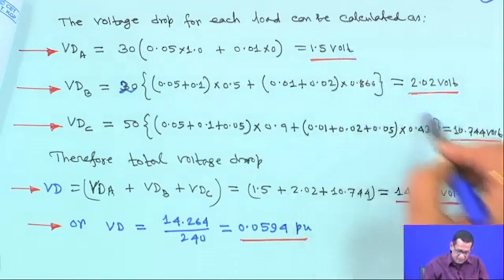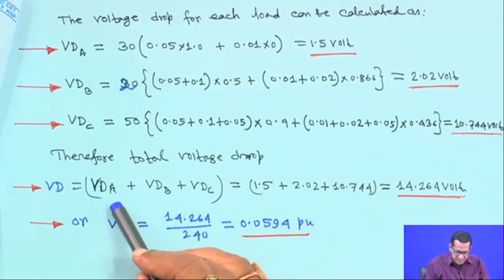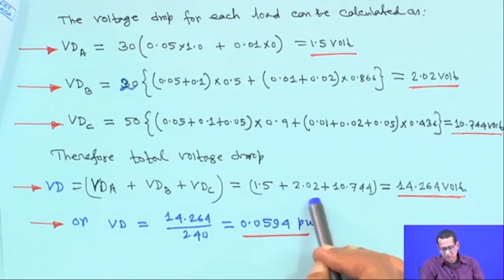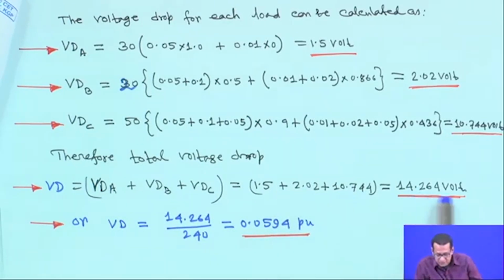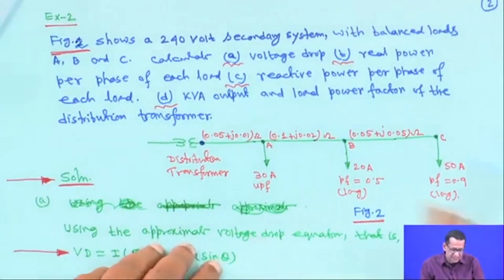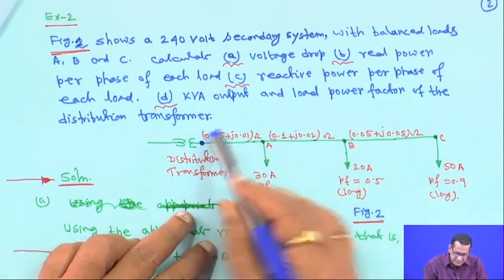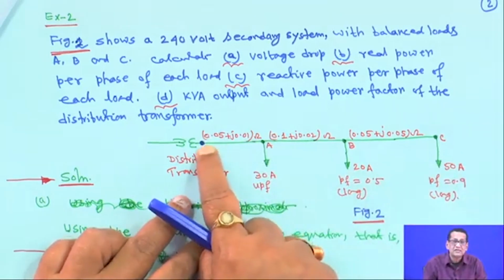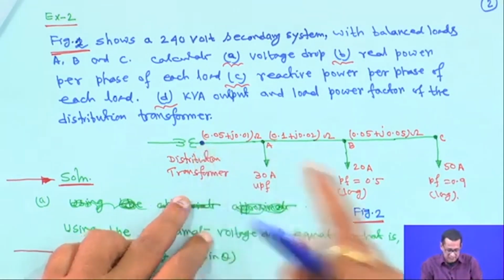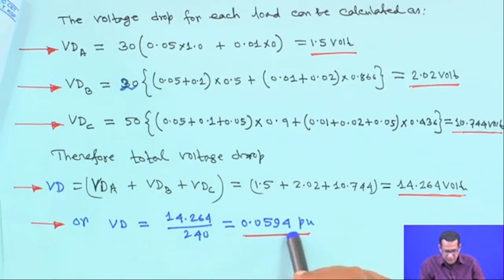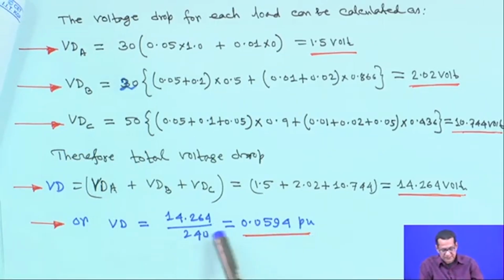If you now add all these, the total voltage drop VDA plus VDB plus VDC becomes 1.5 plus 2.02 plus 10.744, that is 14.264 volt. The voltage on the secondary of the 240 volt system, suppose this point in blue color, is 240 volt. So in per unit it will be 14.264 upon 240, that is 0.0594 per unit. So this is the voltage drop.